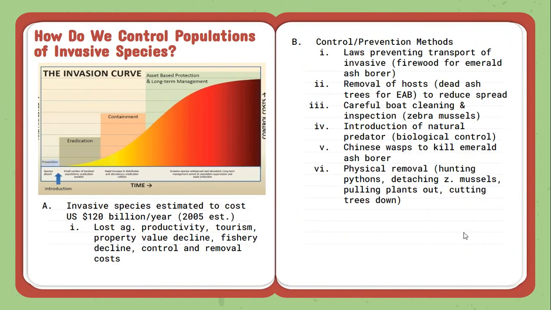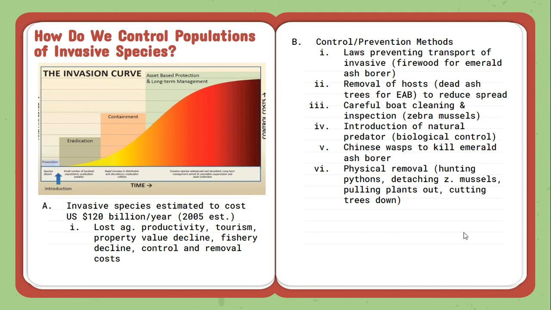All right, so how do we control populations of invasive species, and why do we need to? Right, so we know invasive species can certainly outcompete native species, but there is some human impact to that as well. It's actually estimated at around $120 billion a year is spent on trying to either control or prevent the spread of invasives. Because of those invasive species, we can see productivity in terms of agricultural crops decline, we could see tourism decline, property value, fishery decline, and so on.